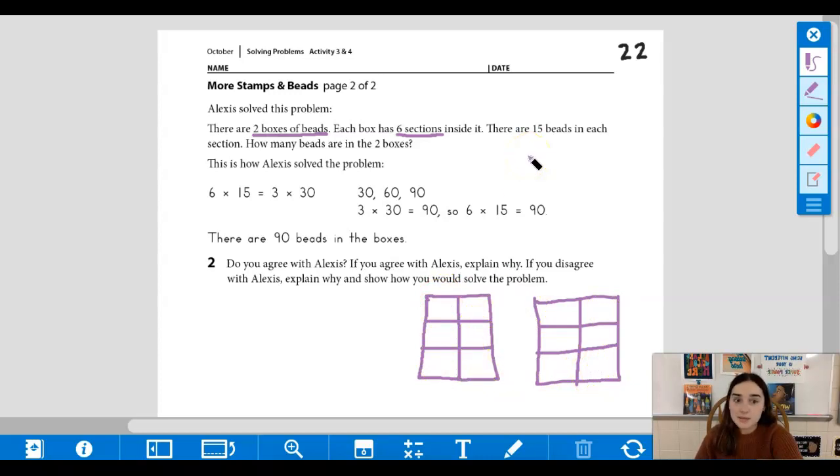But it keeps going. There are 15 beads in each section. How many beads are in the 2 boxes? Or in other words, how many beads do we have all together? So if I know that there are 15 beads in each of these sections, I'm going to write it out just so I can visualize, and maybe it can help me solve the problem too. Here we go.